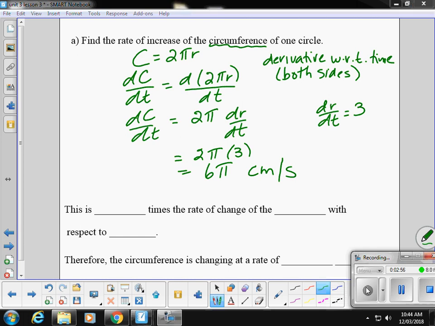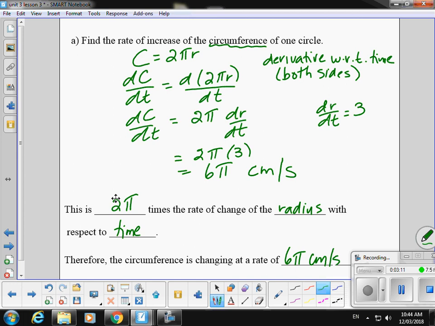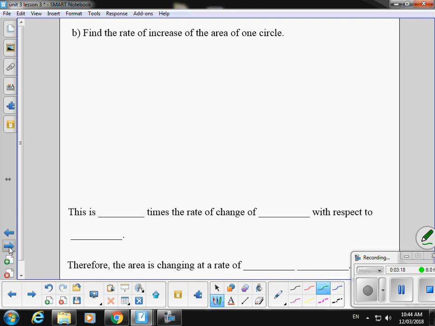This is 2 pi times the rate of change of the radius with respect to time. And so it is changing at 6 pi centimeters per second. Okay, let's look at the next part. Find the rate of increase of the area of one circle. So we have to start with what it is we're looking for the rate of change about, and it's pi r squared that would be our starting place.